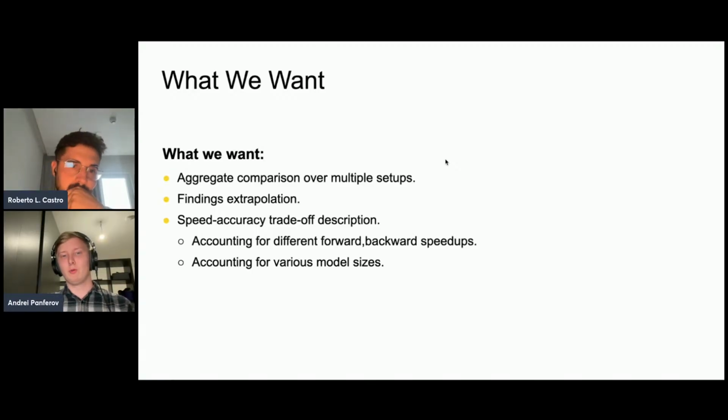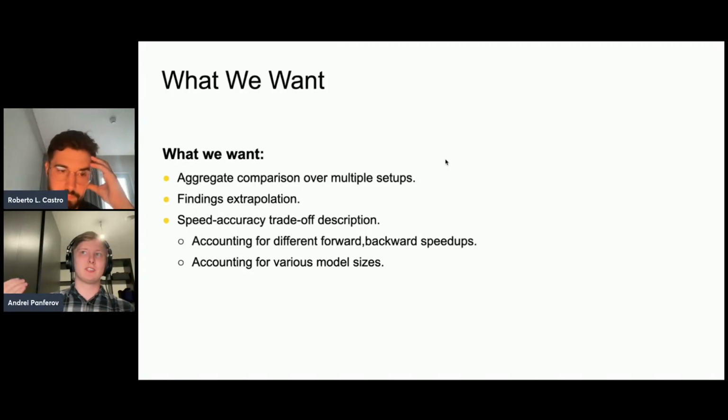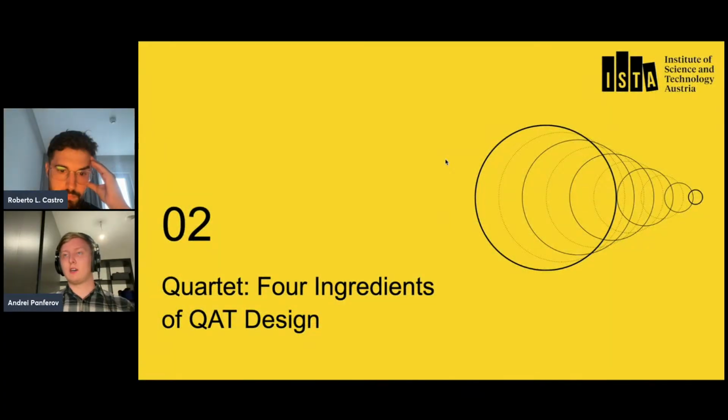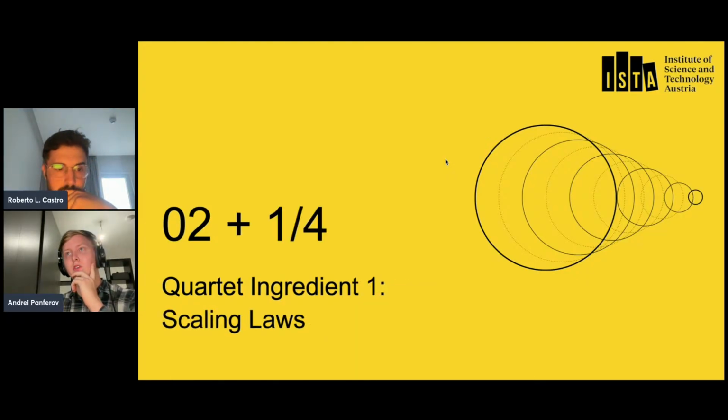And you want this comparison model to also very accurately describe the accuracy-speed trade-off for different setups, for different model sizes, and for slightly different methods that provide different kinds of speedups. For example, like forward quantization, which can be done in one precision, providing certain speedup, and backward quantization, which can be done in the same or different precision, providing different speedup. And let's start building this comparison model. And to start with, let us first learn how to compare accuracies in a more robust way.